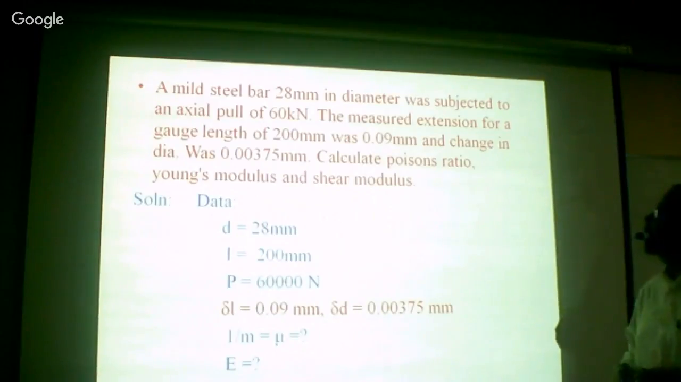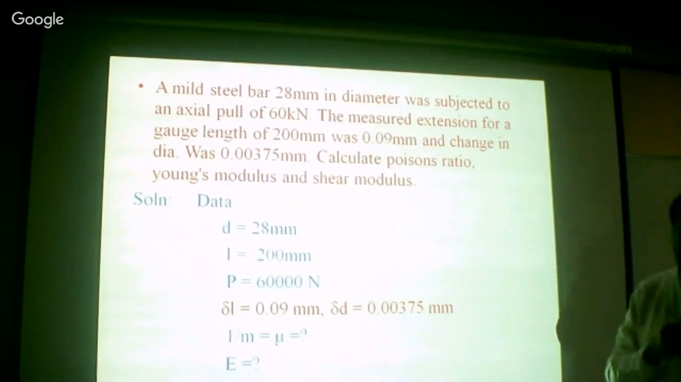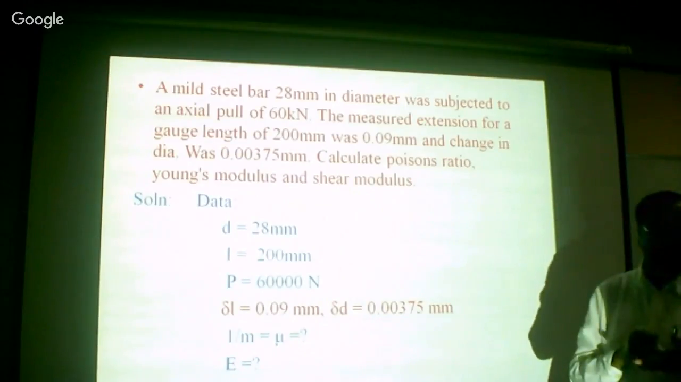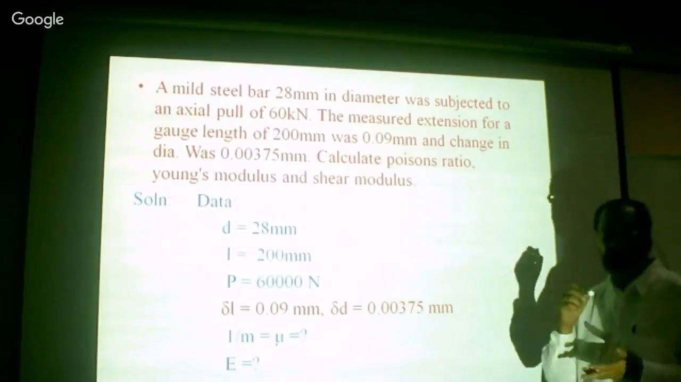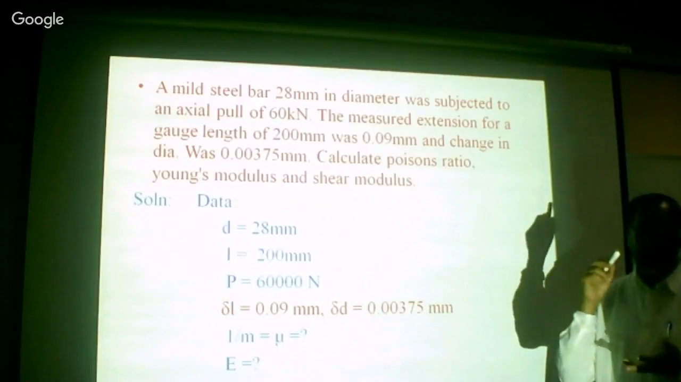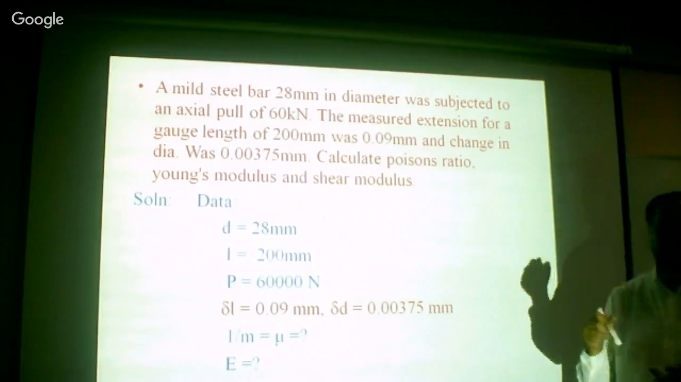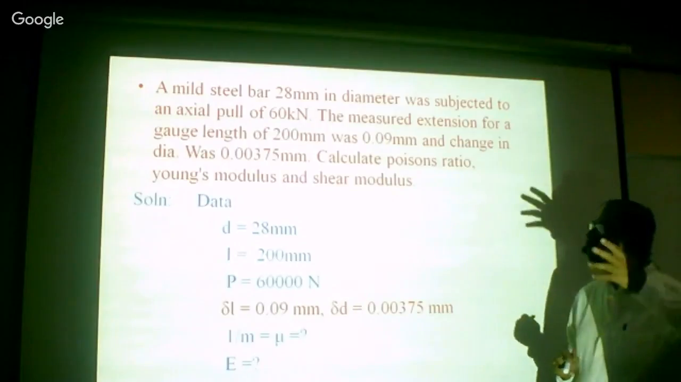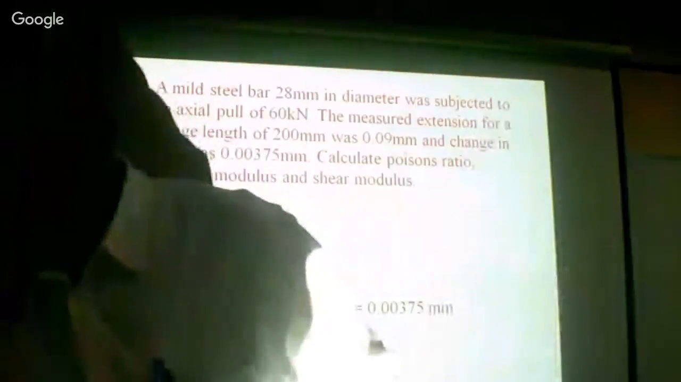Now in this problem, don't forget: stress is load divided by cross-sectional area, strain is change in length divided by original length, lateral strain is change in lateral dimension to the original lateral dimension. Young's modulus is stress upon strain. And Poisson's ratio is equal to lateral strain divided by linear strain. Don't forget all these things. This is what we have discussed till now. So the solution is like this.